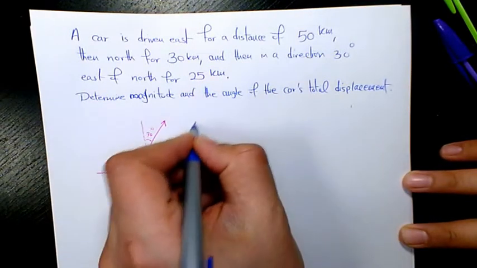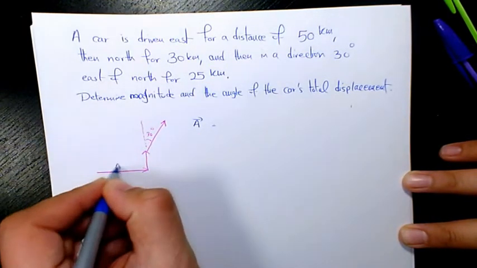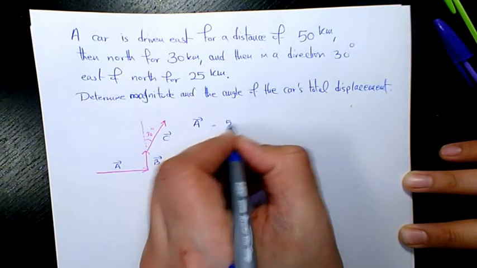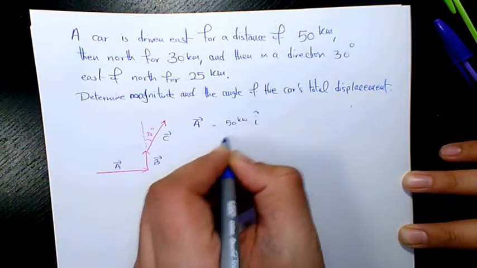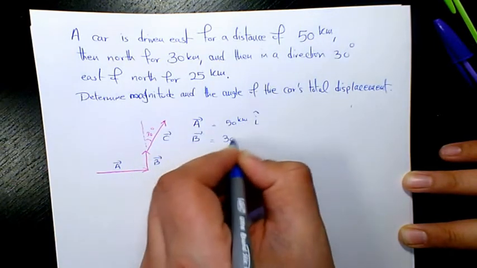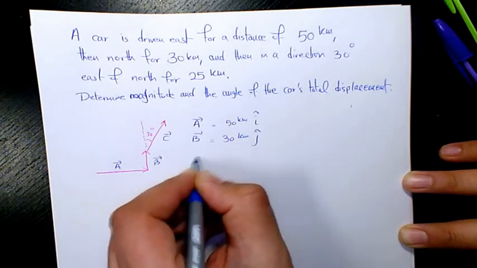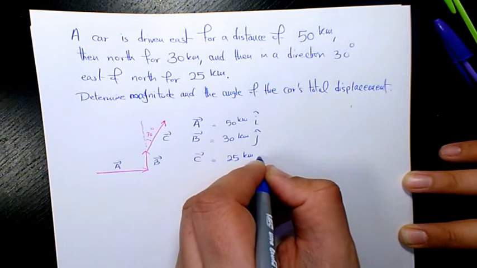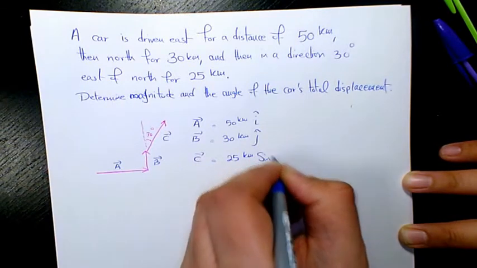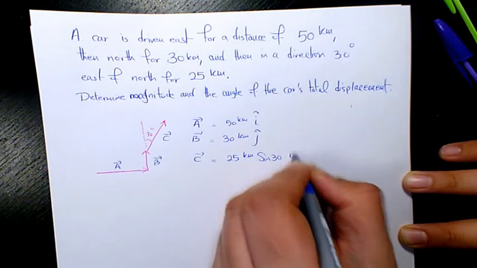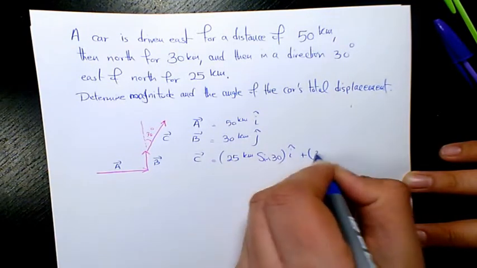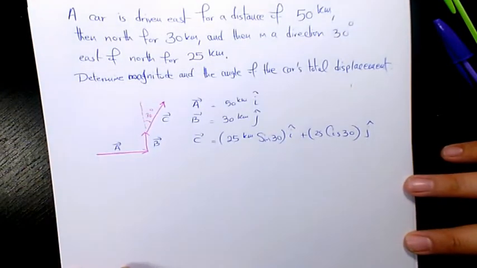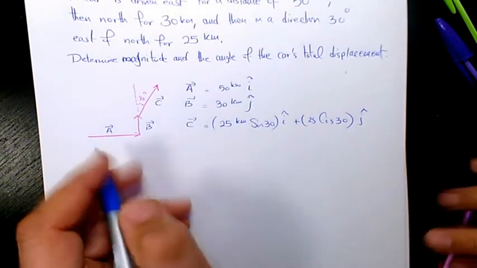So we can say A is the first one. If we say this one is A, this one is B, this one is C, we can say A is 50 kilometers i, B is 30 kilometers j, and C is 25 kilometers sine 30 i plus 25 cosine 30 j. So now we can add them all.